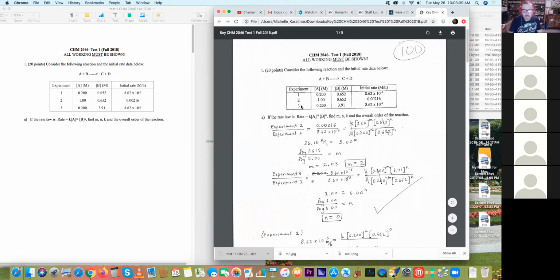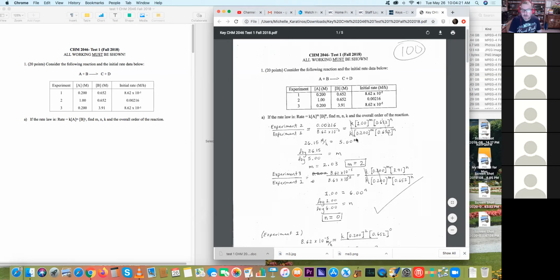So for this kind of question, you've got 3 experiments here, and to find the order with respect to m, what you're going to have to do is find 2 reactions where the B ends up cancelling out. And you can see that here, if we chose reactions 1 and 2 here, you can see the 0.652s are going to be the same. Now, the reason for this is because in order to find this value for m, we're going to have to put experiment 1 and experiment 2 together. In this case, we're going to do experiment 2 over experiment 1, so that the values for the B values will end up cancelling.